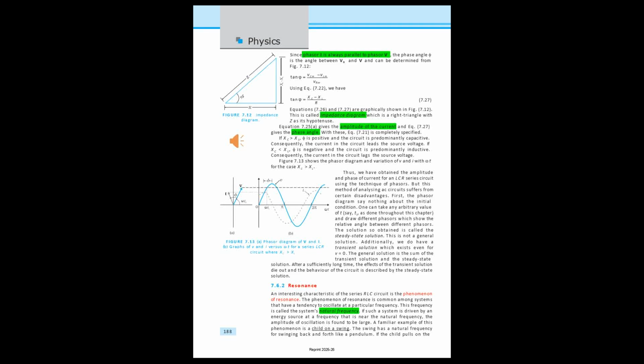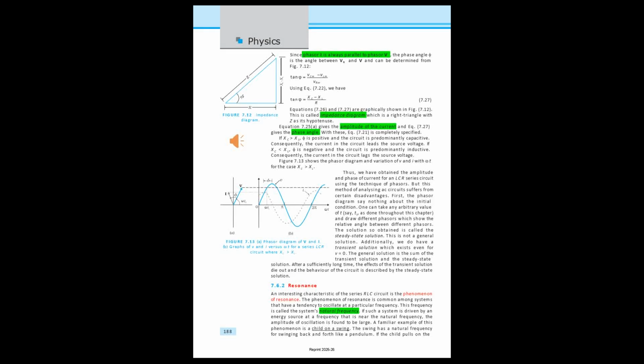Thus, we have obtained the amplitude and phase of current for an LCR series circuit using the technique of phasors. But this method of analyzing AC circuits suffers from certain disadvantages. First, the phasor diagrams say nothing about the initial condition. One can take any arbitrary value of t, say t1, and draw different phasors which show the relative angle between them. The solution so obtained is called the steady-state solution. This is not a general solution. Additionally, we do have a transient solution which exists even for V equal to 0. The general solution is the sum of the transient solution and the steady-state solution. After a sufficiently long time, the effects of the transient solution die out and the behavior of the circuit is described by the steady-state solution.